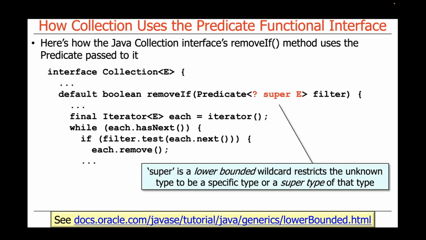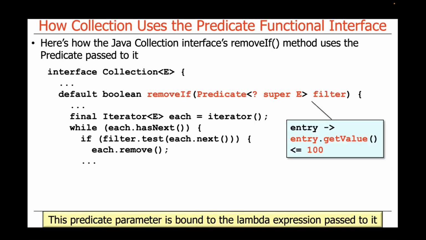So what happens here is we're passing in a predicate, and it has this really funky generic syntax, question mark super E. And super is what's known as a lower bounded wildcard that restricts the unknown type, sorry, type question mark, to be a specific type or a super type of that type. So it could be something that was a super type of type E. And so in this particular case, we're going to have the predicate parameter bound to the lambda expression that's passed to it. So we're passing in entry.getValue less than or equal to 100. That's bound to the filter predicate.